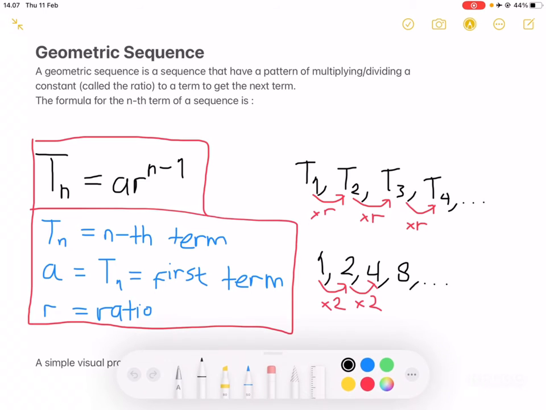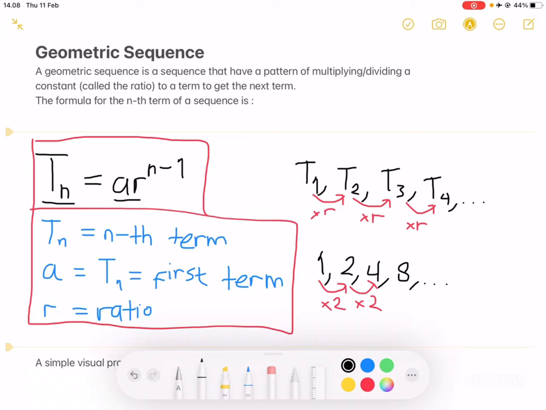Okay, so the formula for the nth term of a geometric sequence is as follows. So we have t of n is equal to a times r to the n minus 1, where tn is the nth term, a is the first term or t1, and r is the ratio.